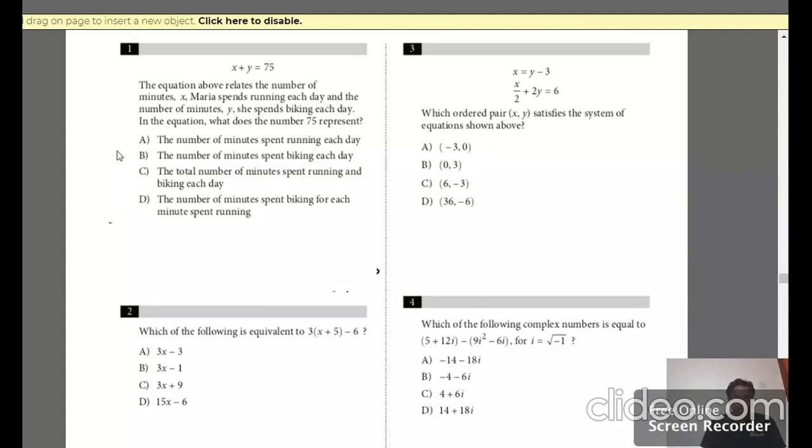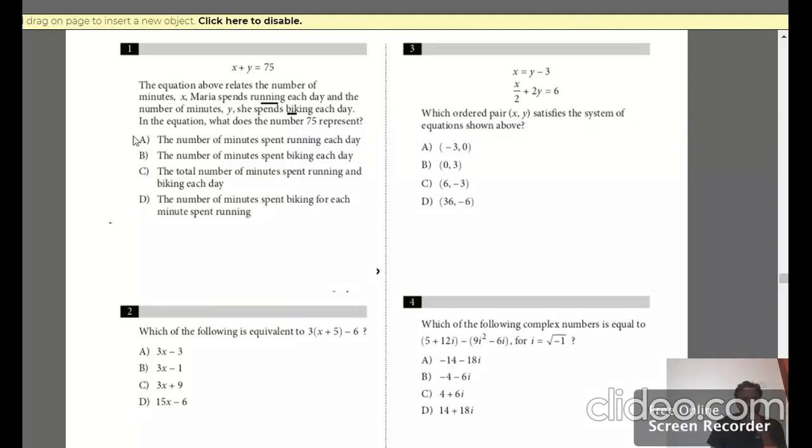The first question deals with a linear equation in two variables, x plus y equals 75, where 75 represents... what we have to do. If you read the question, the equation relates the number of minutes x Maria spends running, okay, this is what is crucial, and y spends biking each day. Basically it's both running and biking minutes.